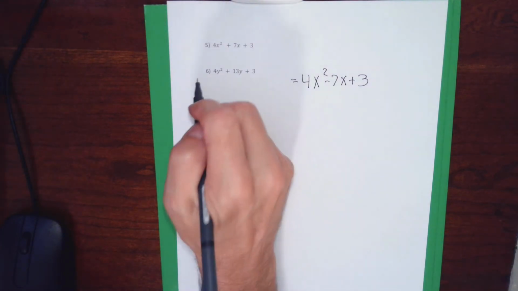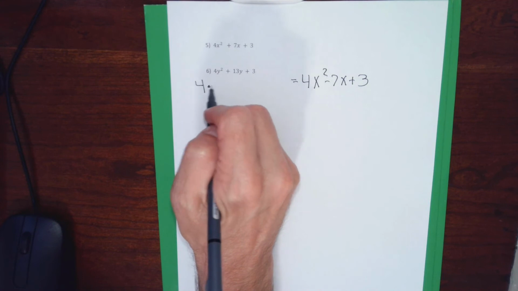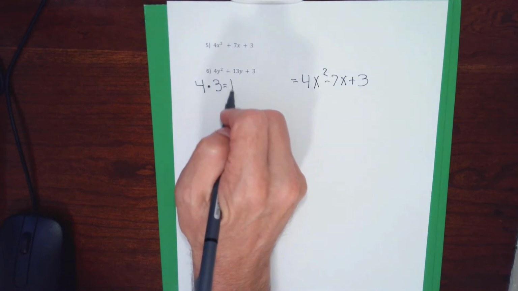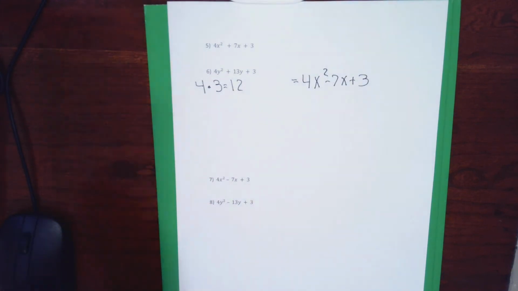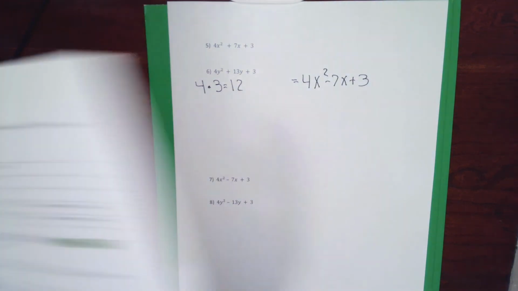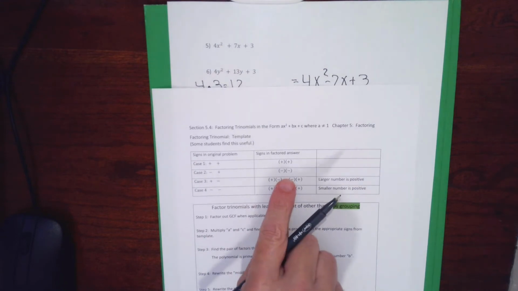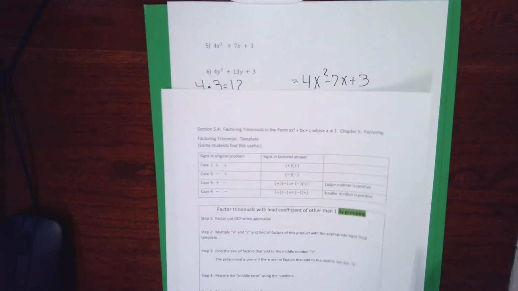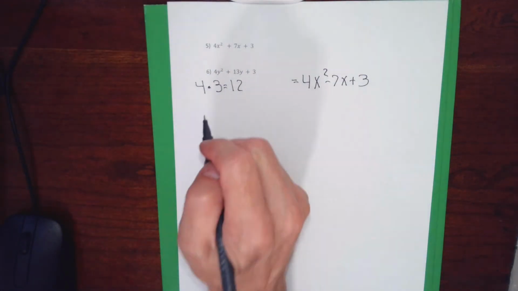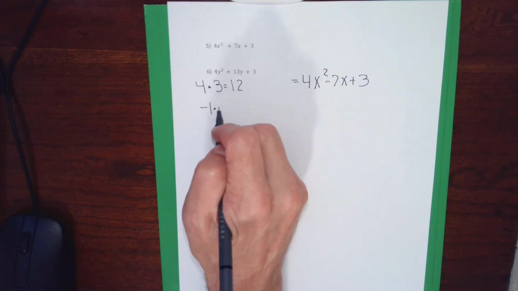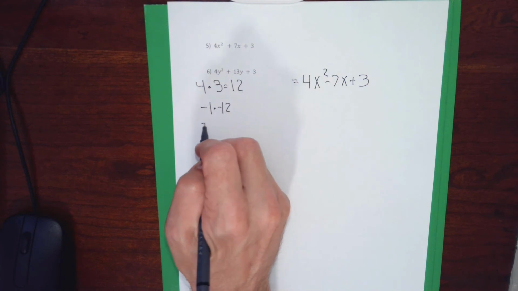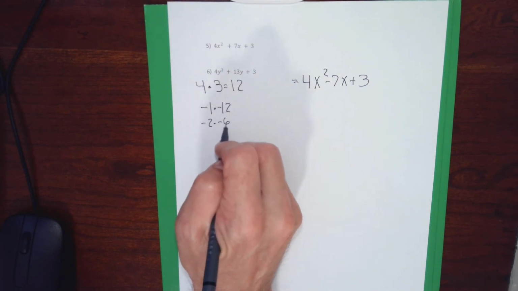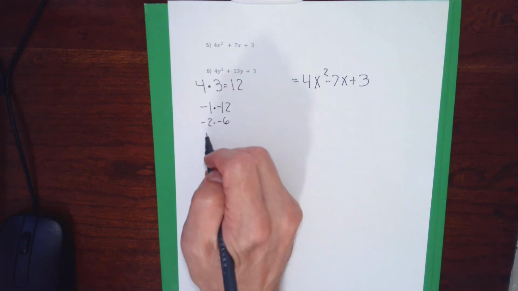In this case, I'm going to multiply the first number 4 with the constant 3 and get 12. And this is a minus plus. The numbers that I'm going to search for now are double minus numbers. So the factors of 12 I'm going to write down are minus 1 and minus 12. Those multiply out to be 12 and they're double negative. Minus 2 and minus 6 multiply out to be 12, double negative.